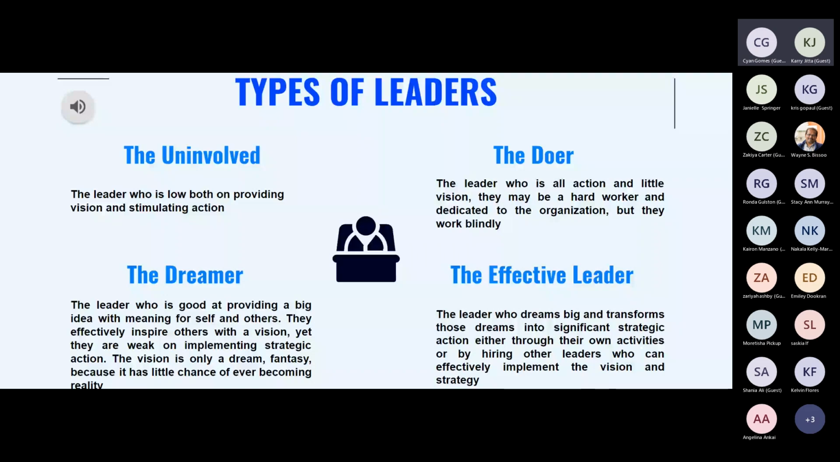The vision is only a dream, a fantasy, because it has little chance of ever becoming a reality. Lastly, we have the effective leader: the leader who dreams big and transforms those dreams into significant strategic action, either through their own activities or by hiring other leaders who can effectively implement the vision and strategy.